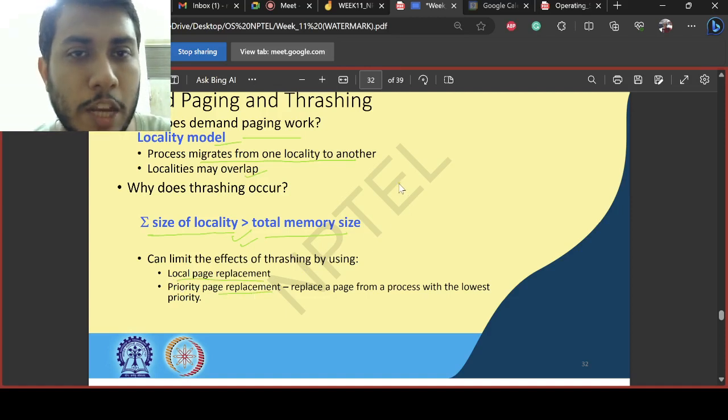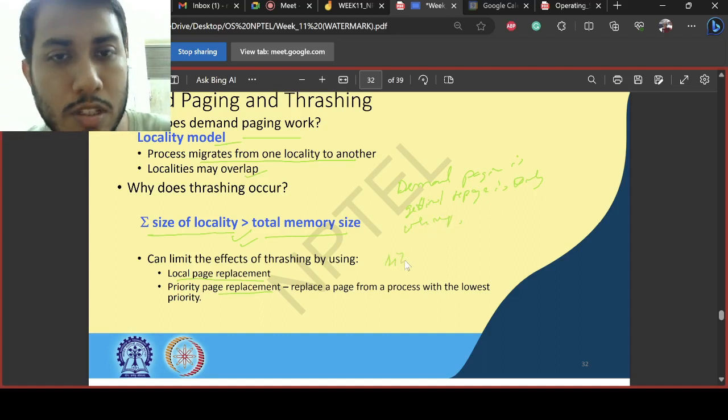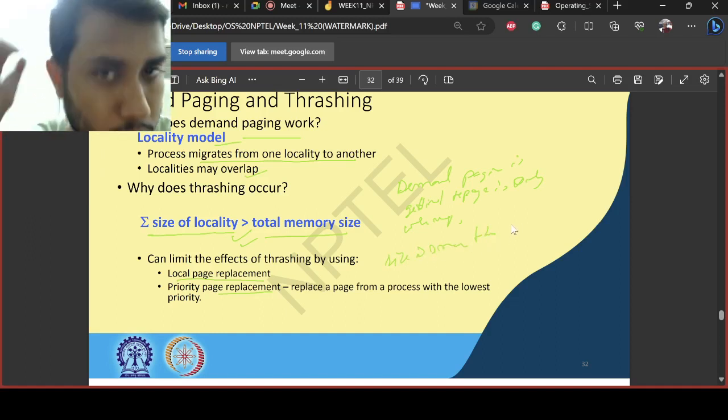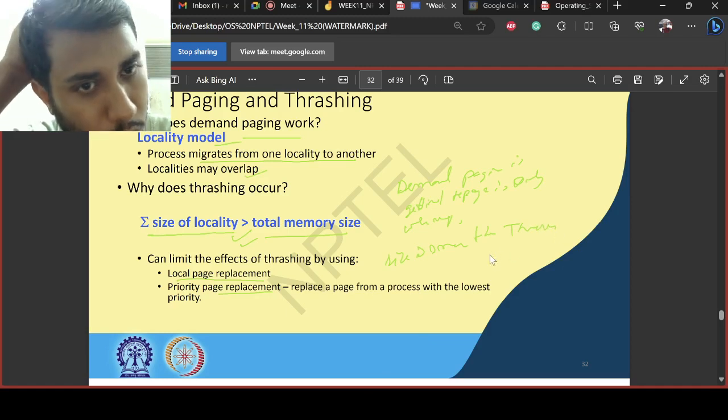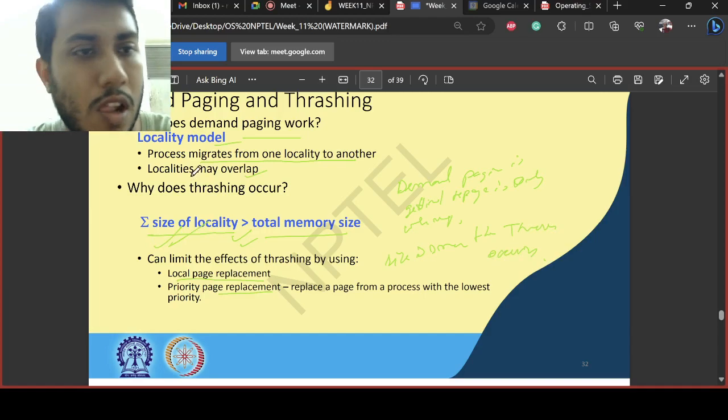So demand paging is basically getting the page in only when required, but if the memory size is small, then thrashing occurs. So that is what it says.